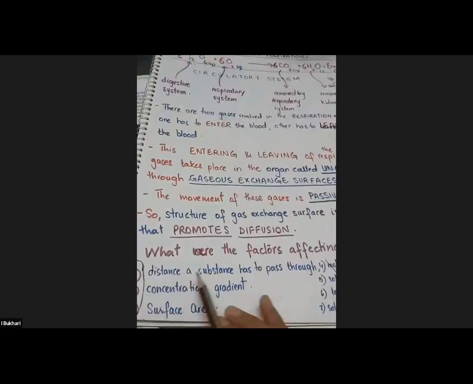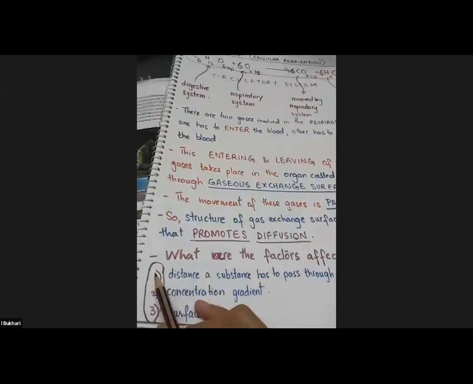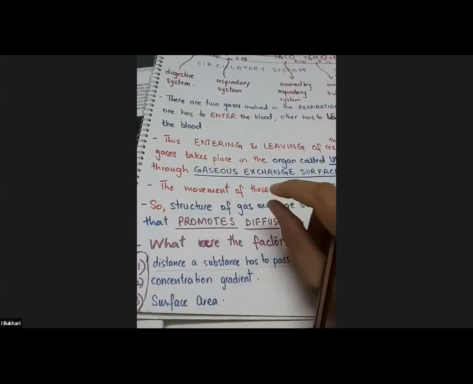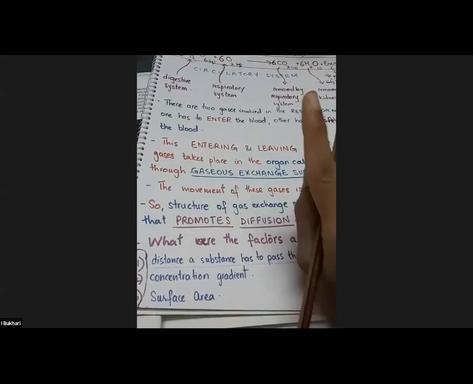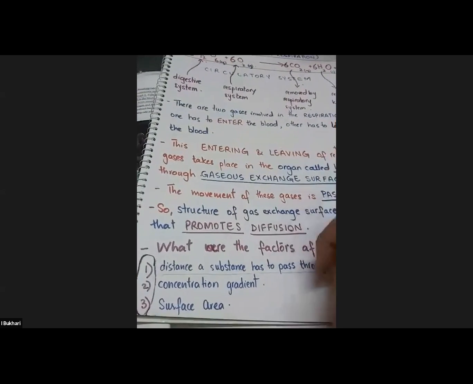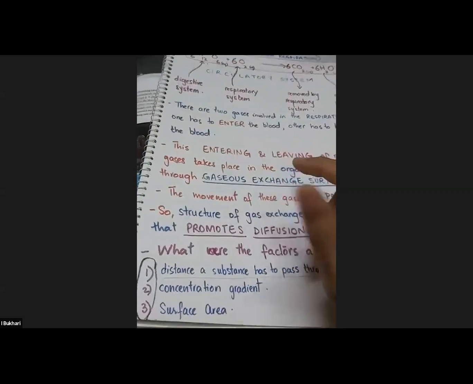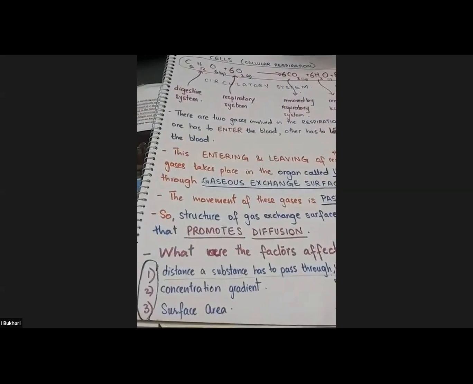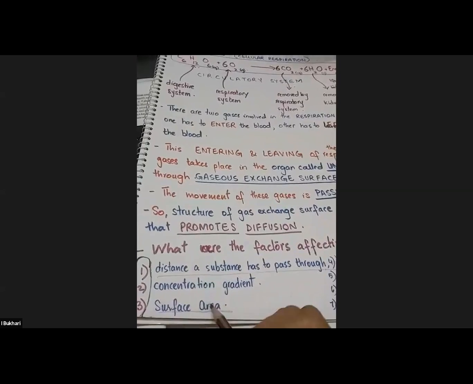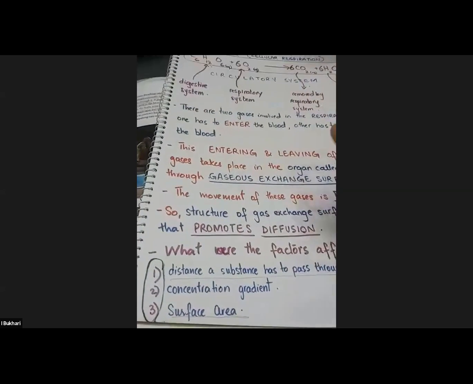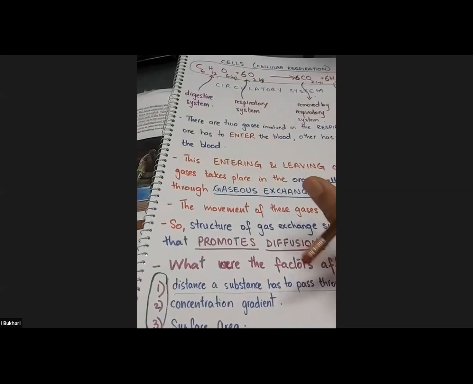So, distance a substance has to pass through. For the distance to be least, the layer has to be only single cell thick. So that's how the thin layer helps in increasing the rate of diffusion. Now, surface area is increased by an extensive network of capillaries, because think of the exchange.